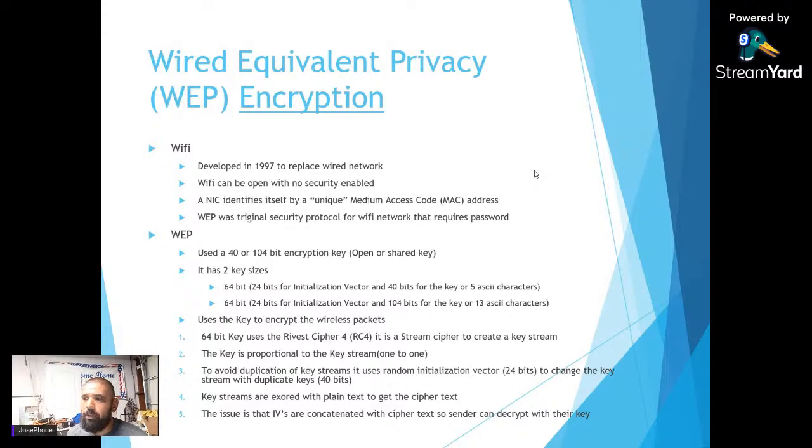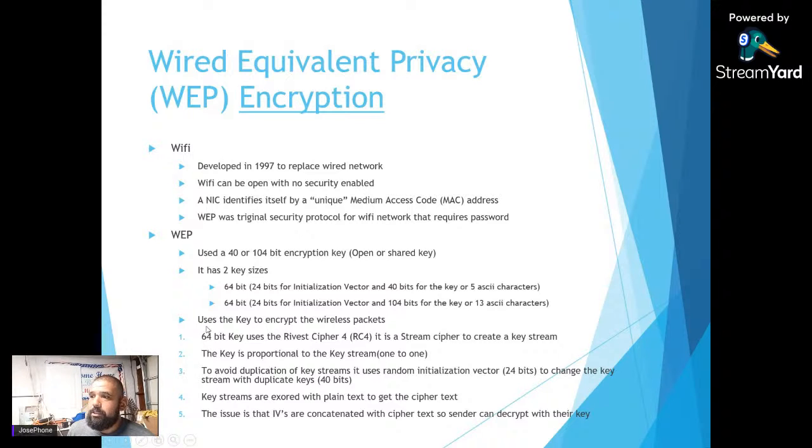Oops, there was a typo on here actually. There's two different key sizes. The 64-bit is the one key size, which is 24 bits of the initialization vector and 40 bits of the key. The second key size is actually not 64-bit, it's 128-bit, and that is 24 bits for the initialization vector and 104 bits for the key. So I'll have to make that change.